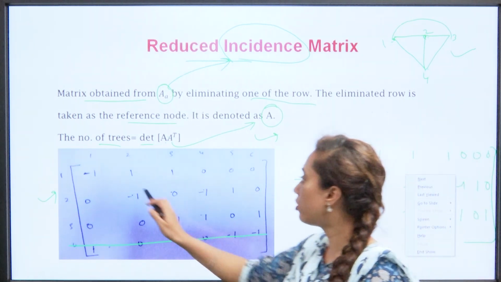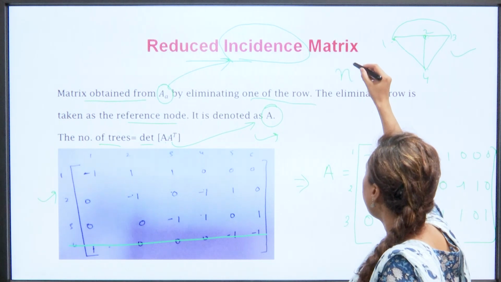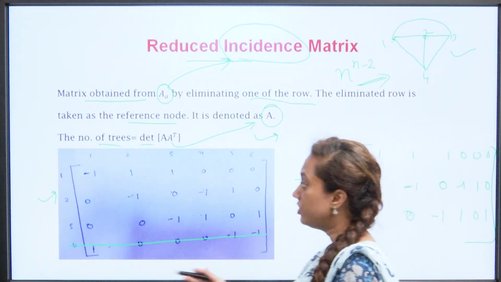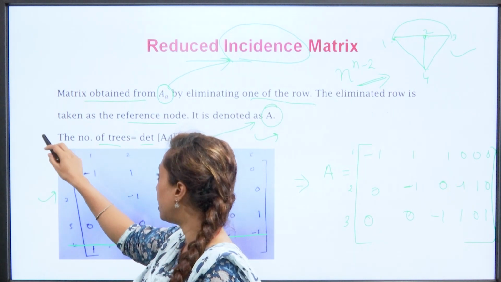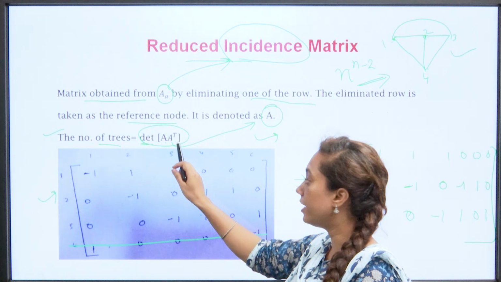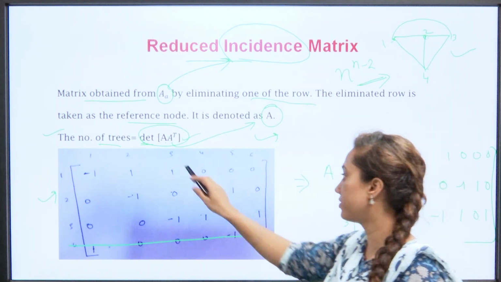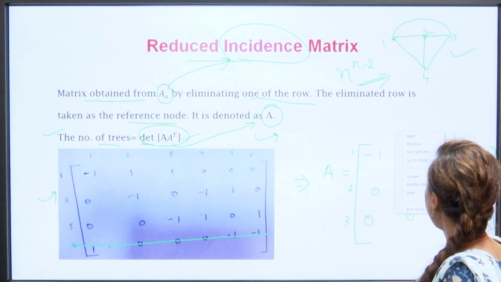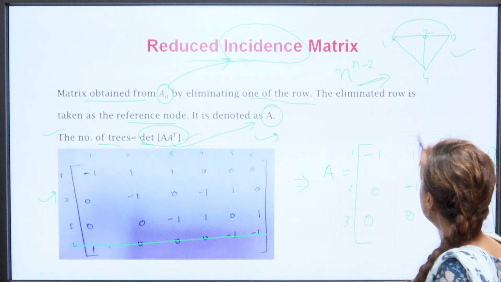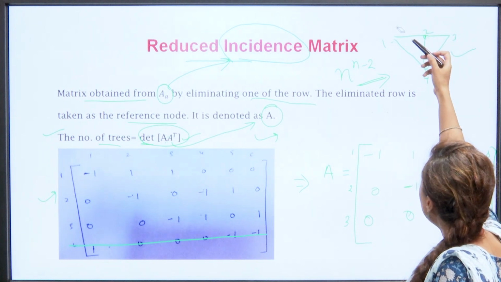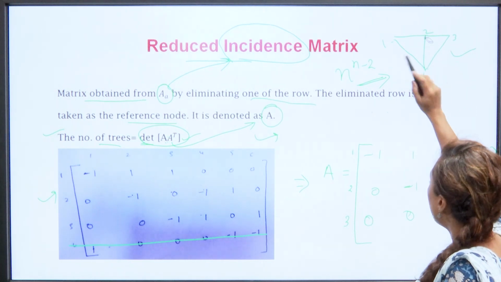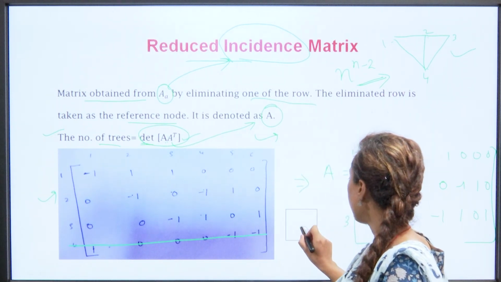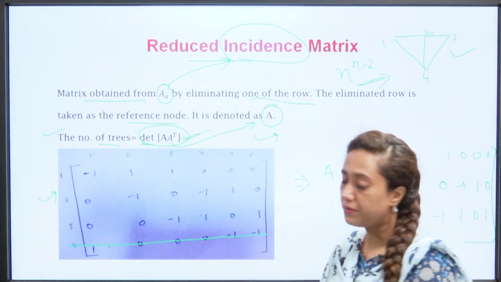So, for a fully connected graph, the number of trees can be obtained by using the formula n to the power n minus 2, right? If it is fully connected, then only this formula is applicable. Otherwise, in general, whether it is fully or not fully connected, the number of trees is determined by the determinant of A into A transpose, where A is the reduced incidence matrix, right? So, if we take it as fully connected, now if I remove any one of the branches, suppose I have removed this branch. Now, one is connected to 2, one is connected to 3, one is connected to 4 also, but one is not connected to 3. So, it is not a fully connected graph. So, the number of trees can be obtained by this formula, right?